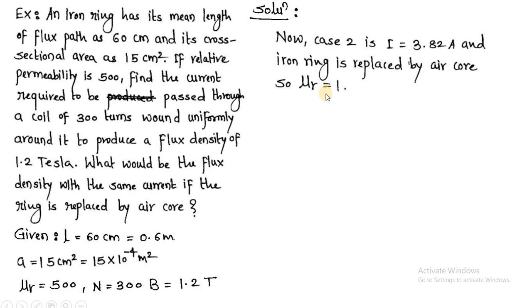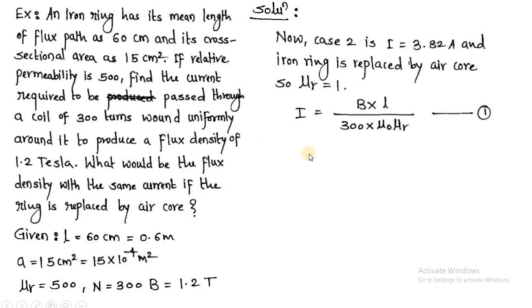So, mu r is equal to 1 for the second part. Okay. So, now again the same formula we are going to use. I is equal to B into L divided by 300 into mu 0 into mu r. What is 300? 300 is the number of turns, and the turns we are not going to change. As it is we are keeping. Okay. Because they said if the same ring is replaced by air core, it means they are only changing the material of the ring. Instead of iron, now they are using air.